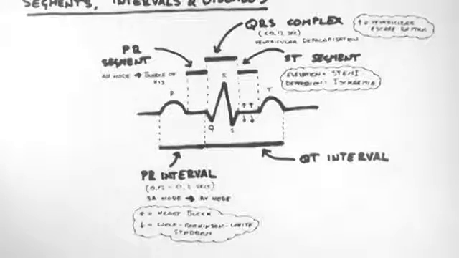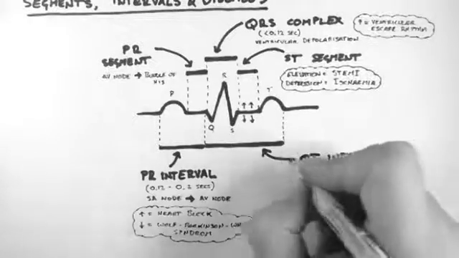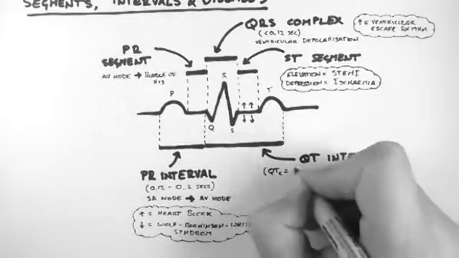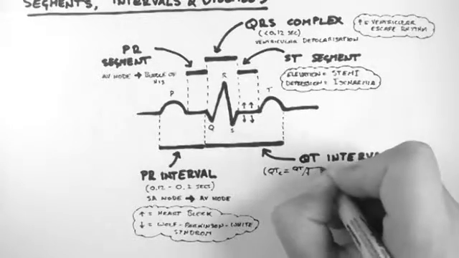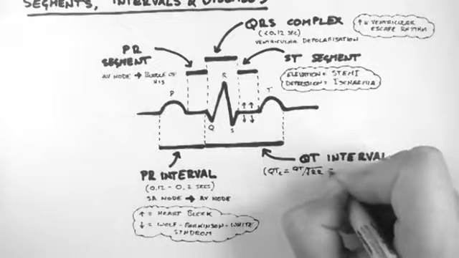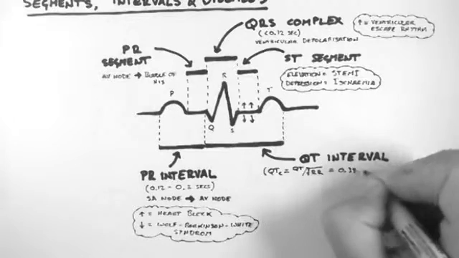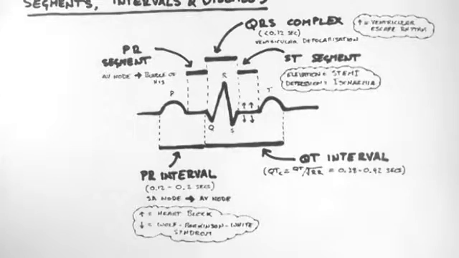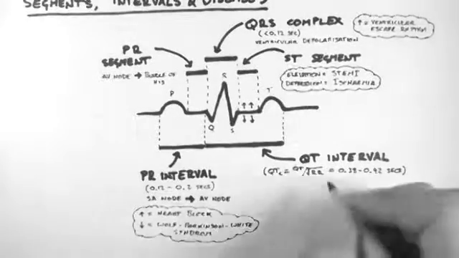Now, the QT interval is the most complicated of all the divisions because its duration varies with heart rate. So to correct for that, we calculate the QTC. The C stands for corrected. The formula is the duration of the QT interval divided by the square root of the RR interval. The RR interval is not labelled here, but it is the duration between one R wave and the following R wave. A normal QTC should be calculated at between 0.38 and 0.42 seconds.